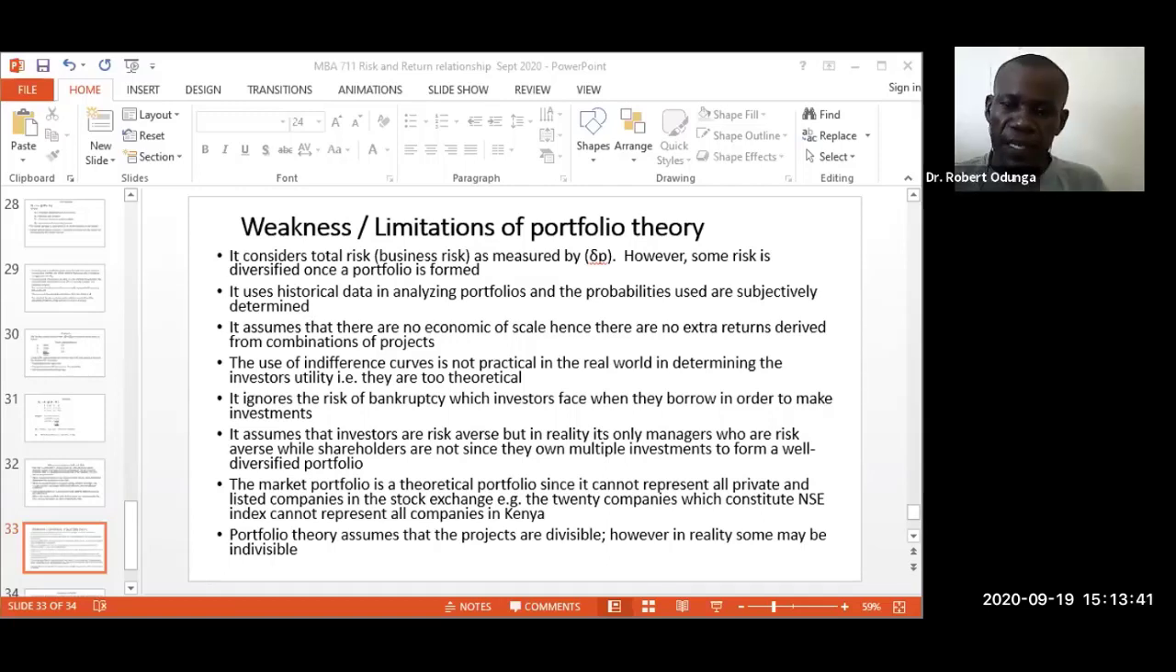So what you are saying is, as a model, like any other, it has limitations or weaknesses. And it's good to know some of the weaknesses of this model because it's widely used anyway, and it has helped managers evaluate projects and come up with the optimal decisions that actually help them select projects that are viable and optimal for the organization. So it considers total risk, which is business risk, as measured by standard deviation of a portfolio. However, some risk is diversified once a portfolio is formed.